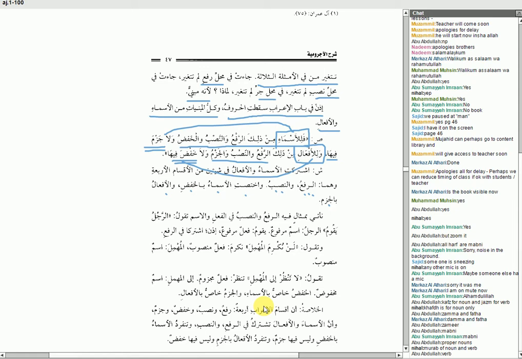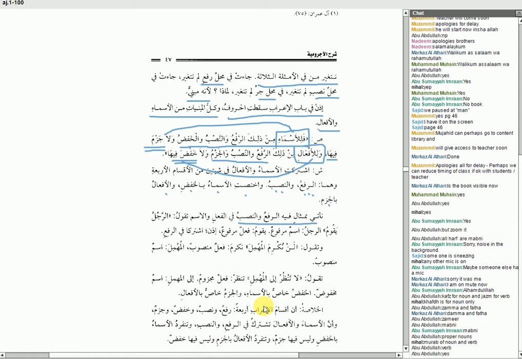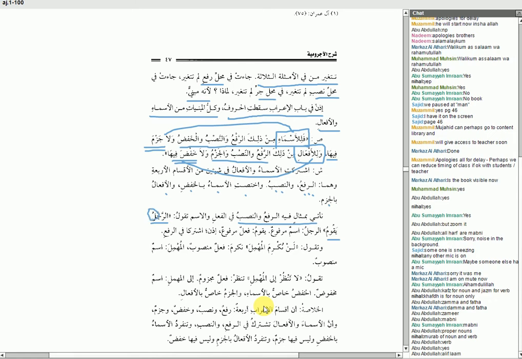The Shaykh says, now we want to give an example. نأتي بمثال فيه الرفع والنصب في الفعل والاسم. The Shaykh wants to give an example of raf' and nasb, because we said that raf' and nasb appear in both verbs and nouns. True? Okay, the Shaykh is going to give an example. الرجل يقوم. Okay, here's a noun, الرجل, and it finishes with a dhamma. Why does it finish with a dhamma? Because it is the beginning, the first noun in a sentence. The first noun in a sentence always finishes with a dhamma.